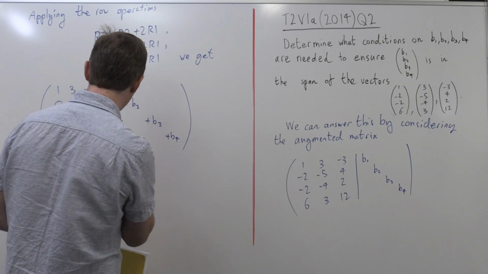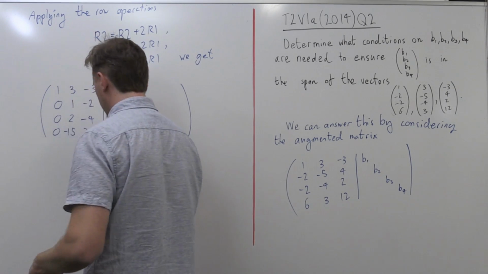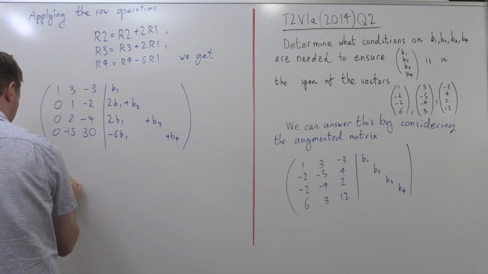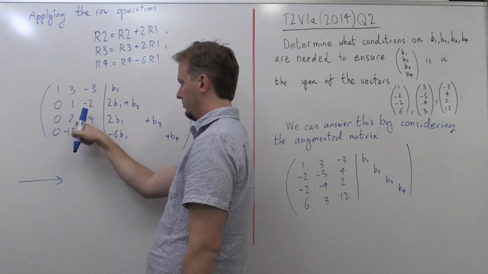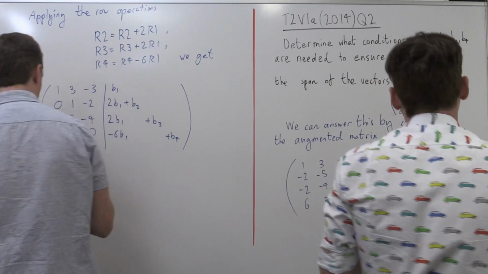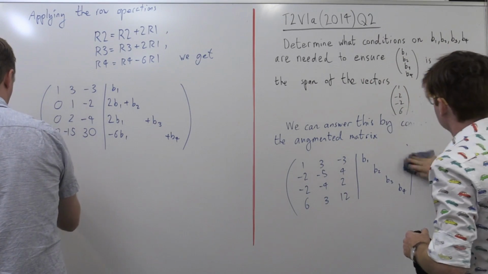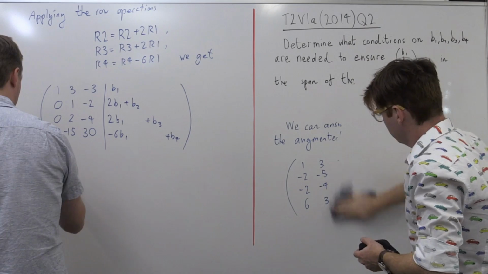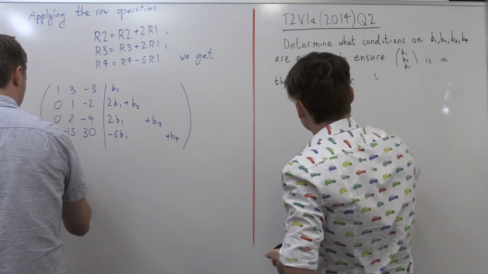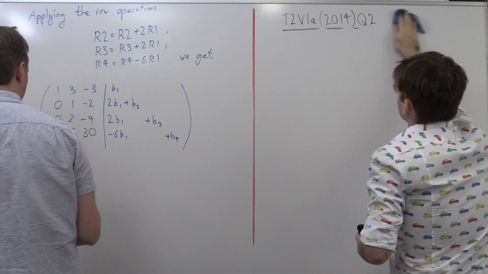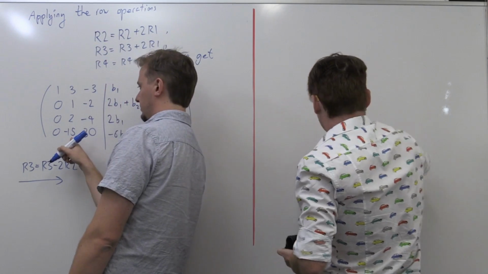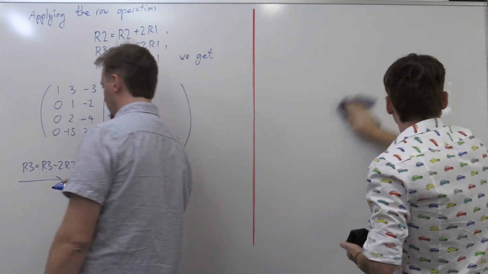Thankfully, actually, there's only 2 more row operations I need to do. So my next set of row operations, I would like to get rid of this 2. I'm going to use that 1. So I'm going to take row 3, make it equal to row 3 minus twice row 2. And after I do that, I'm going to get rid of this 15 using the same one.